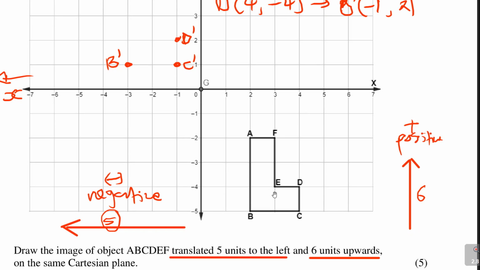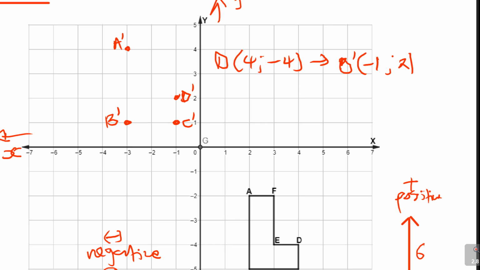I think we're about to finish E. It's 3, minus 4. So I think I can even have E here as 3, minus 4. And after translation, E becomes 3 minus 5, which is minus 2, and minus 4 plus 6 is 2. That's E. E is minus 2 and 2. There it is. We have got E here as prime.